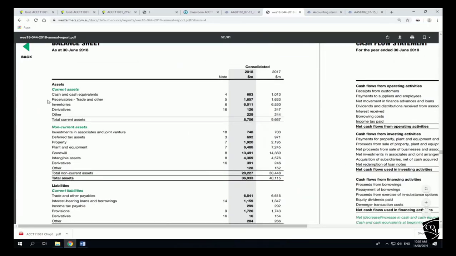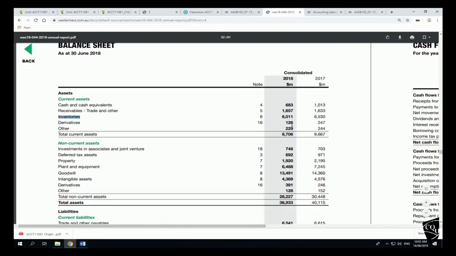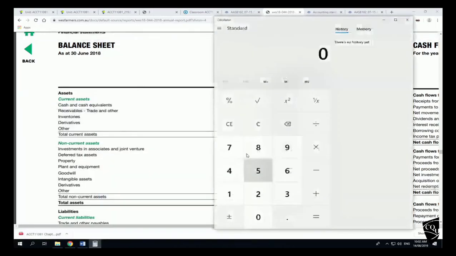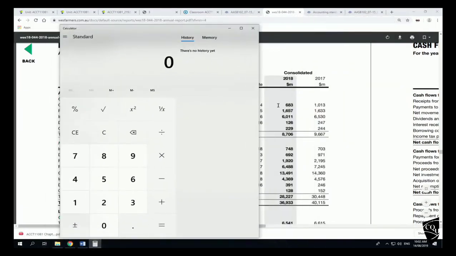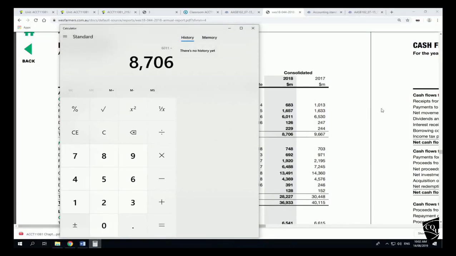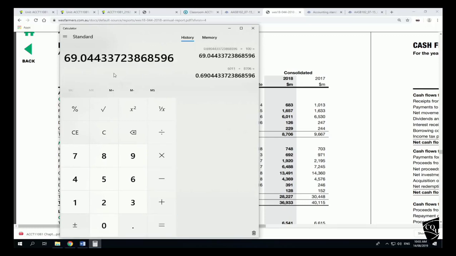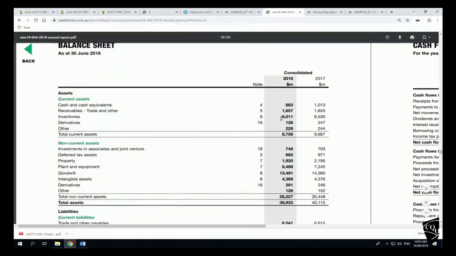So in Wesfarmers' case, we can see that inventories is listed as a current asset on its balance sheet, and that it represents actually quite a large portion of the total current assets. So if I was to calculate that, let's calculate it as a proportion. So 6011 divided by 8706. So I just want to calculate what proportion of current assets it is, times 100. So 69% of their current assets is actually tied up in inventories.